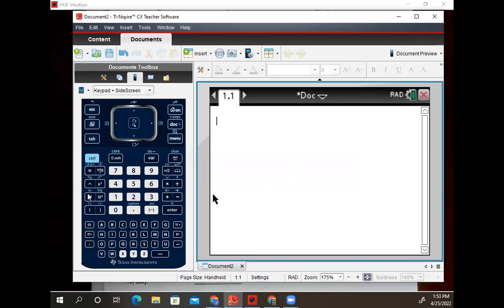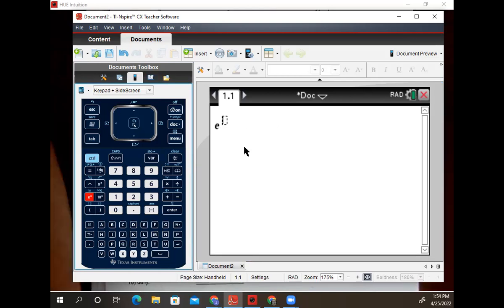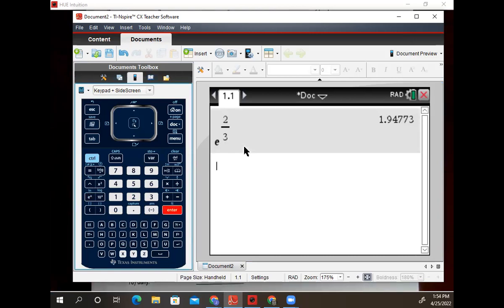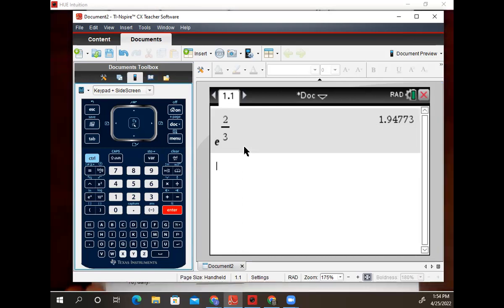So for number 10, it wants me to evaluate e to the 2/3. So I'm going to hit this key. And the default for your TI Inspire is to give you a box to type in exponent. If you just have e, you could type in a 1 there for e to the 1st. We want e to the 2/3. So I'm going to type 2/3. And I get 1.947. It said round to 3 decimal places, so 1.948.